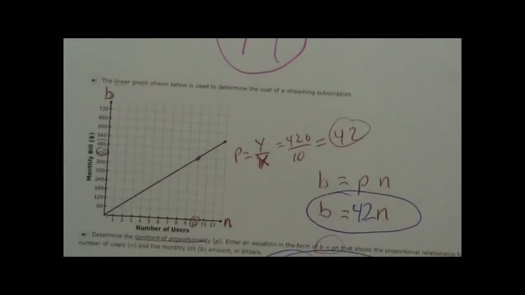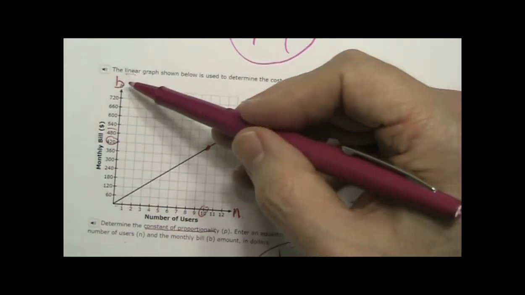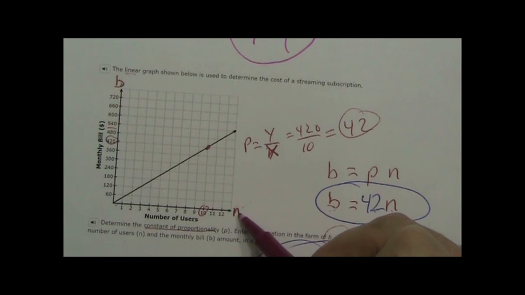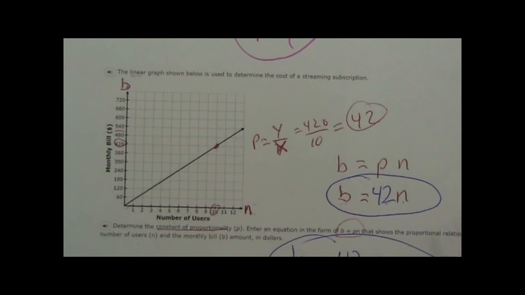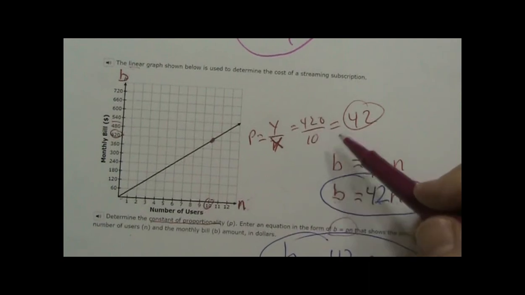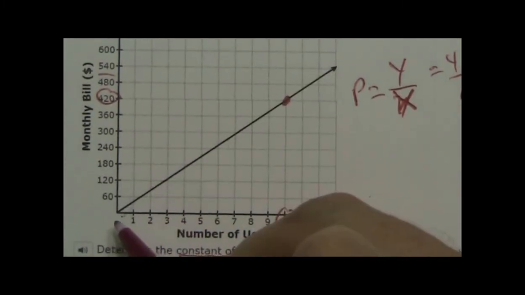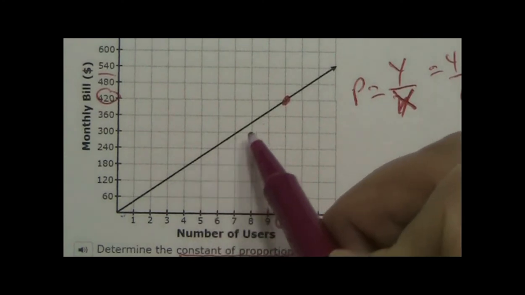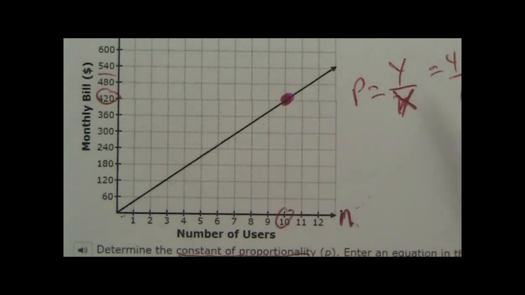Okay, number 14. We have this graph right here. And they have B for bill and N for number of users. Instead of X and Y, they have B and N. So they want to know what the rate is, the unit rate. This is kind of challenging because you may have to expand your screens, make it a little bit larger, but you're looking for where the line goes through an intersection. And I can see one right there for sure. The other ones are hard to tell, but they don't quite go through. But this one I know for sure does.